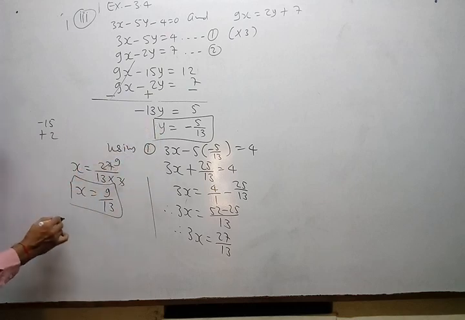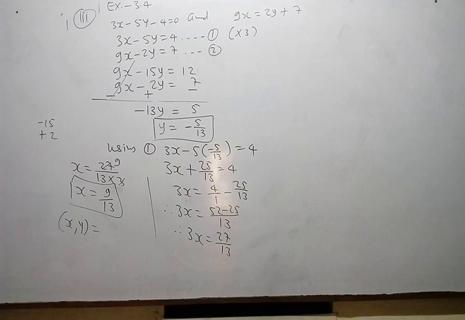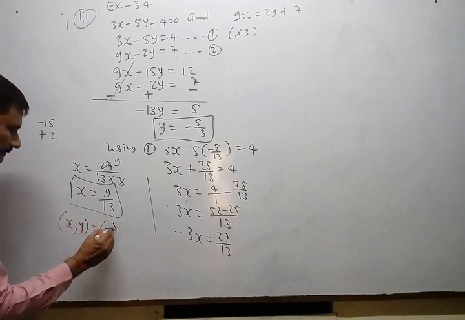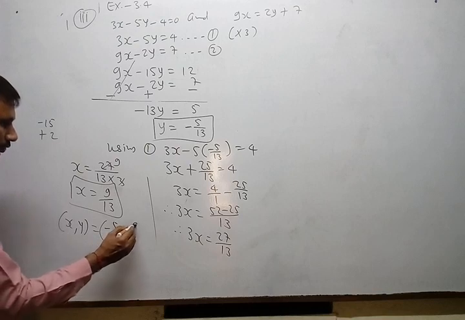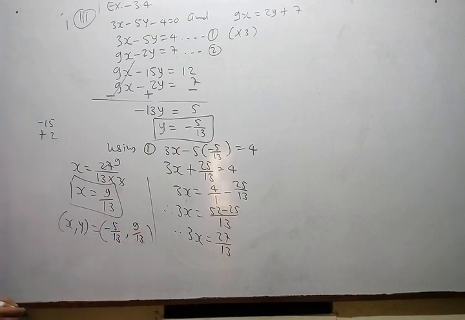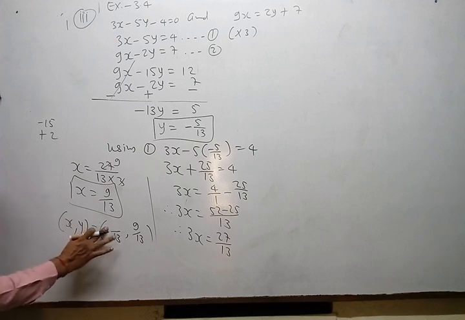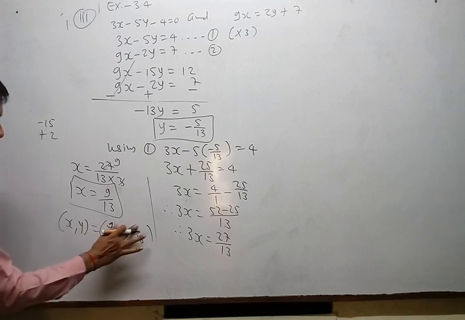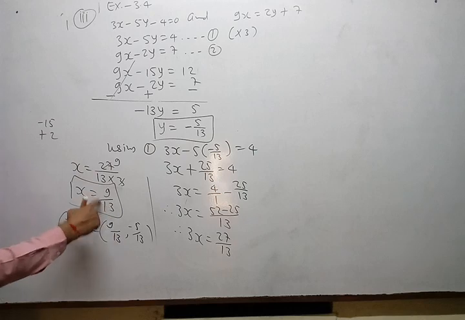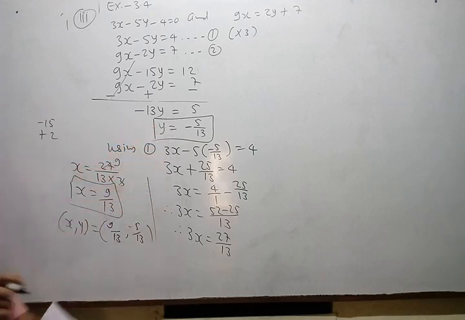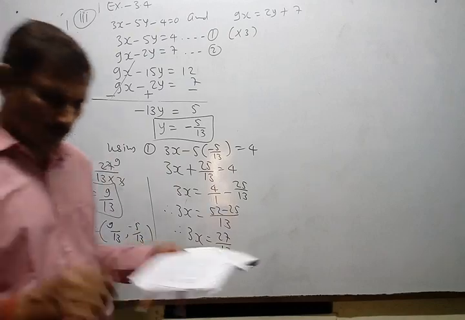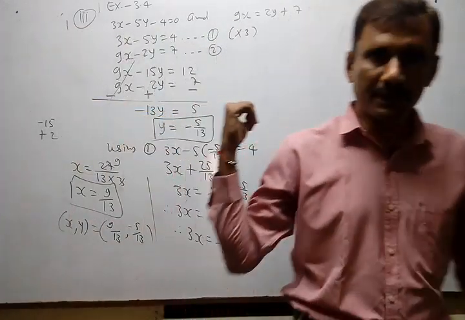First we got y, then x. Now give answer together. X comma y equal to minus 5 by 30 comma 9 by 30. Sorry, 9 by 30 minus 5 by 30. Okay, x is this and y. Okay, first we got y, then x. So now just fraction only we are answering obtained.